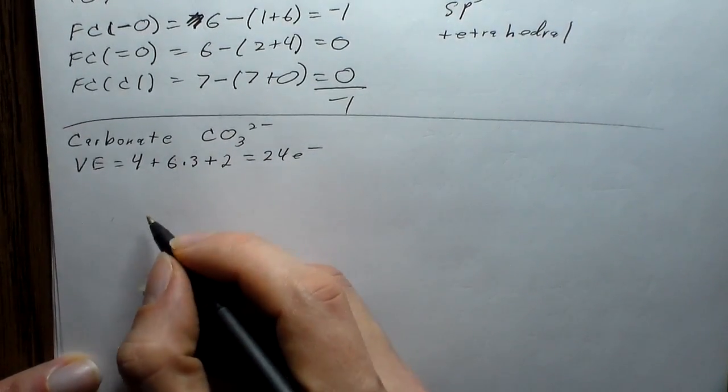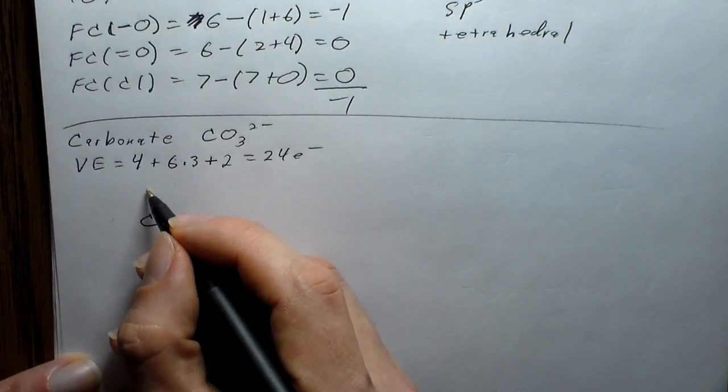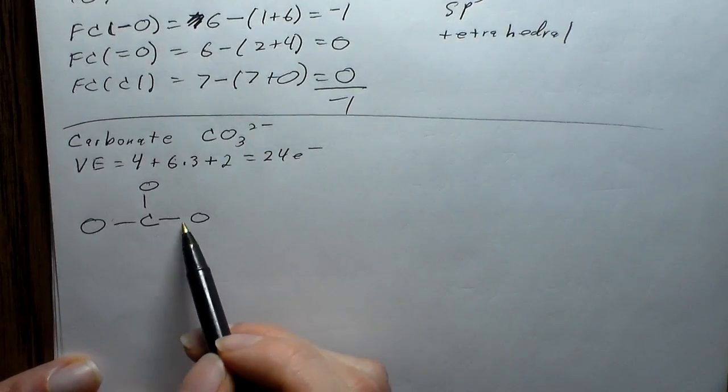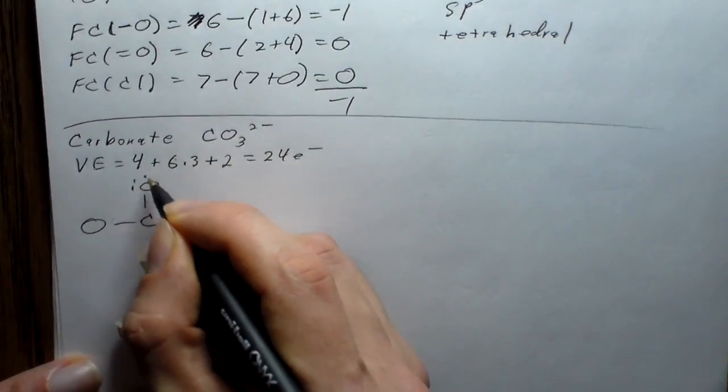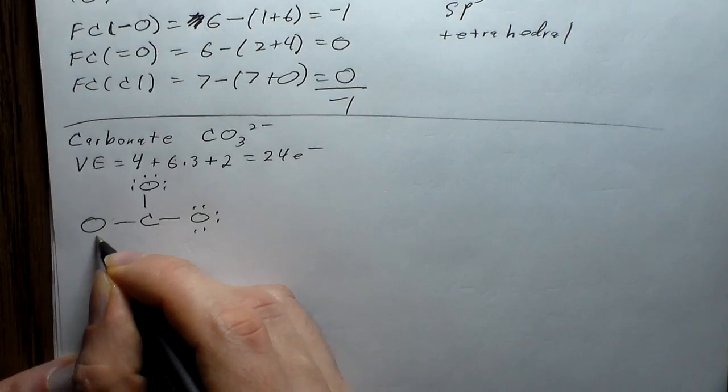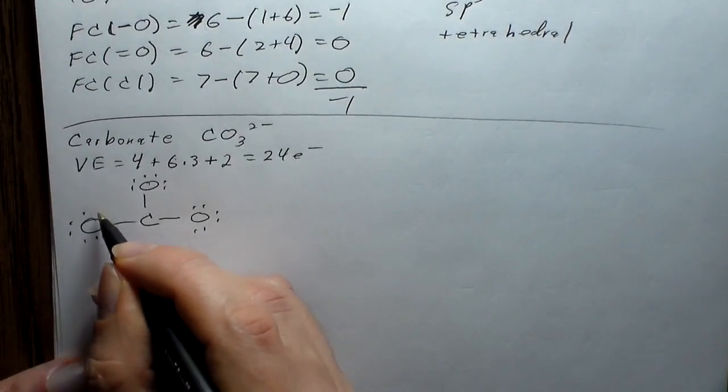So we just start here, putting my carbon in the middle and sticking my oxygens around the outside and putting a single bond. So that's going to be 1, 2, 3, 4, 5, 6, 7, 8, 9, 10, 11, 12, 13, 14, 15, 16, 17, 18, 19, 20, 21, 22, 23, 24.